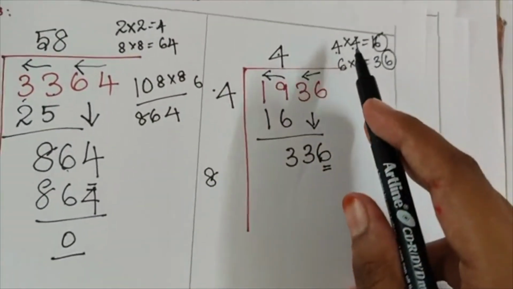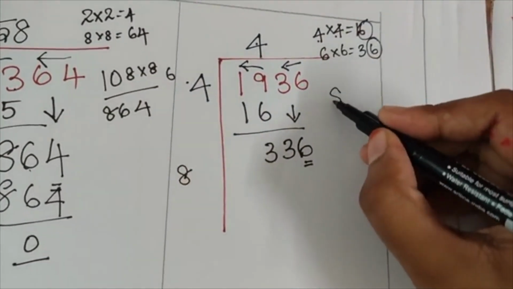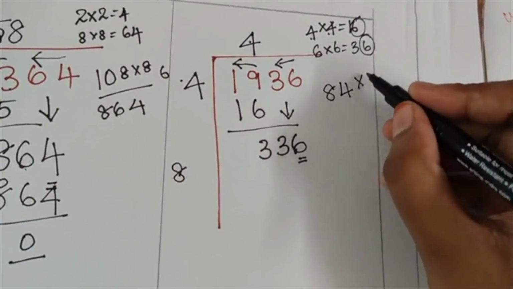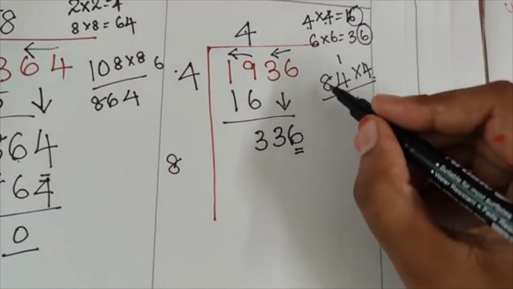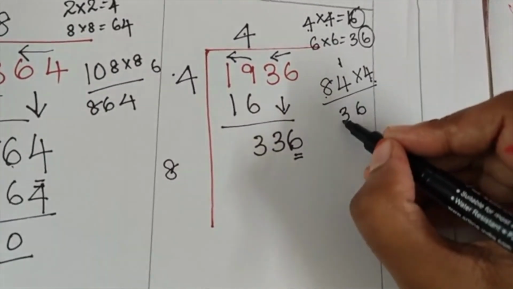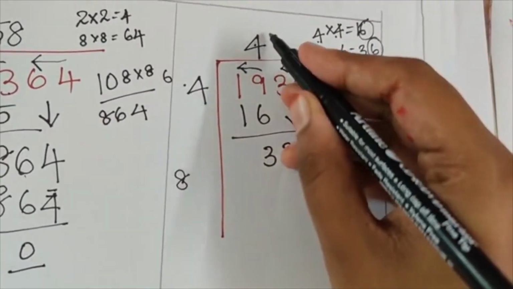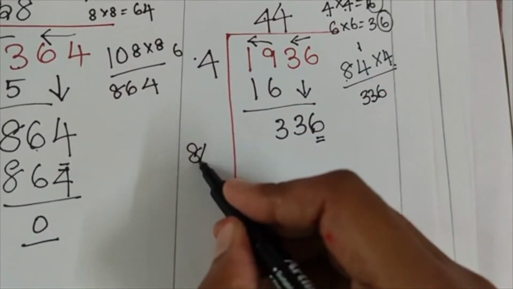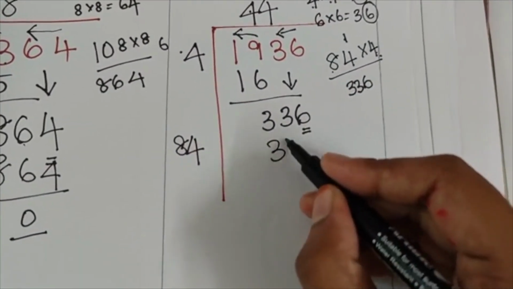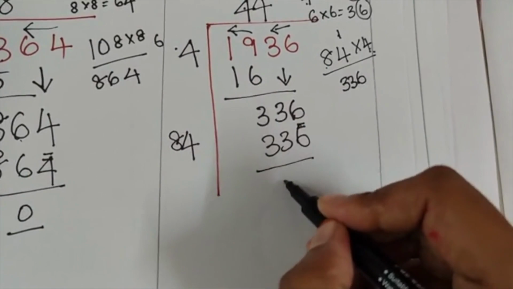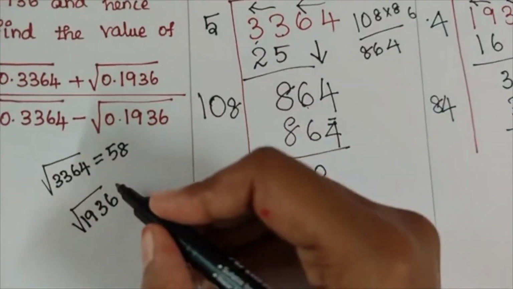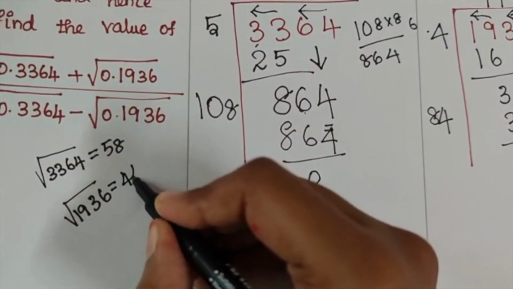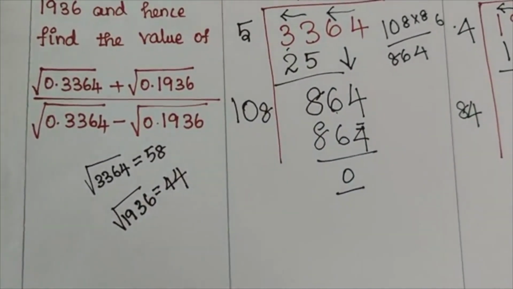Let us try with 4. 84 into 4. 4 4s are 16, balance 1, 4 8s are 32 plus 1, 33. So it is 4 times. 4 4s are 336 and the remainder is 0. So root of 1936 is nothing but 44. Now we can substitute here.